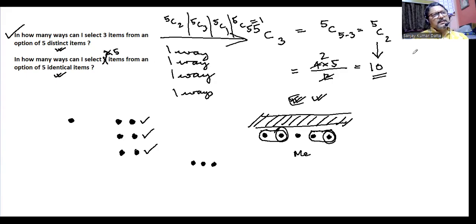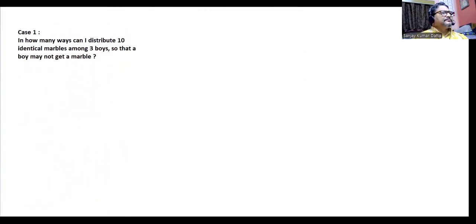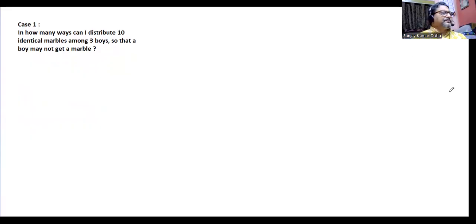Now let us understand the next cases by four examples. Let us do some case studies. The first case study. See what has been written here. Now these are a cut above what you are doing. So pay attention, everybody. In how many ways can I distribute 10 identical marbles? So you have 10 identical marbles. Let us try to draw that. 1, 2, 3, 4, 5, 6, 7, 8, 9, and 10.